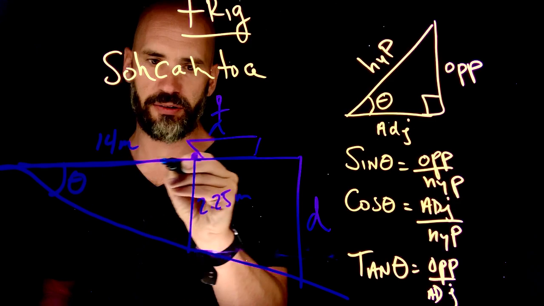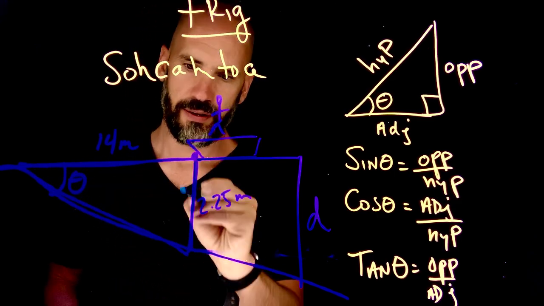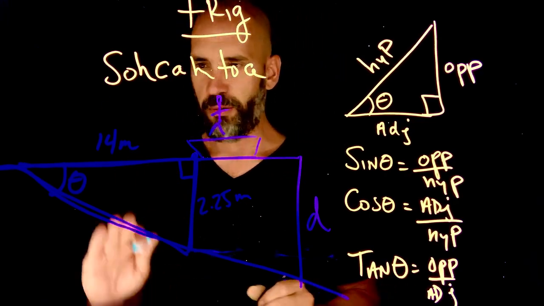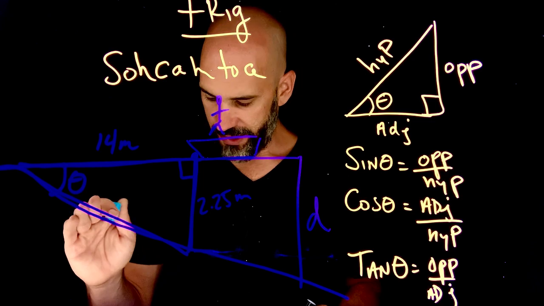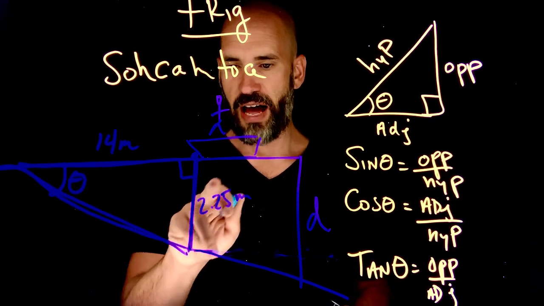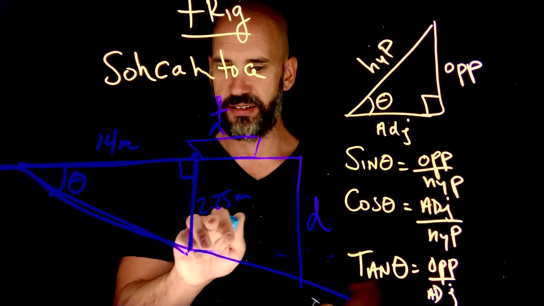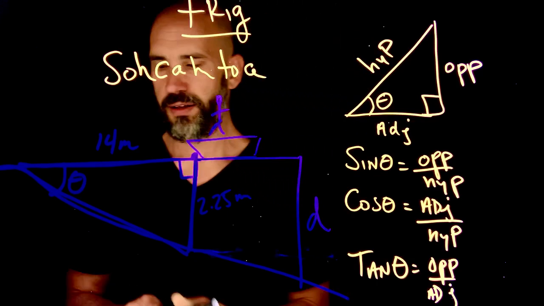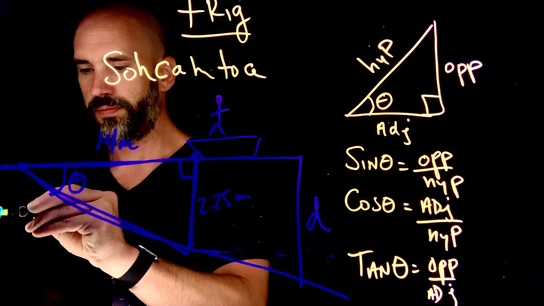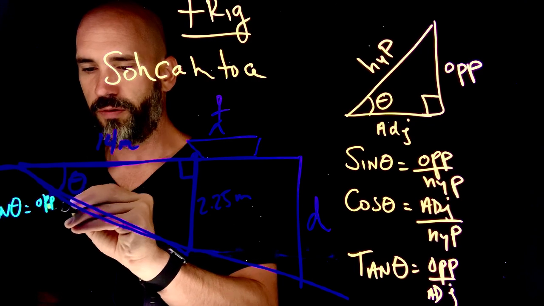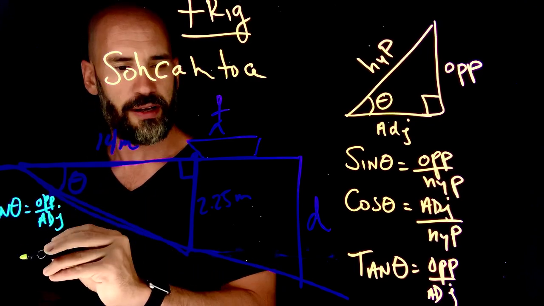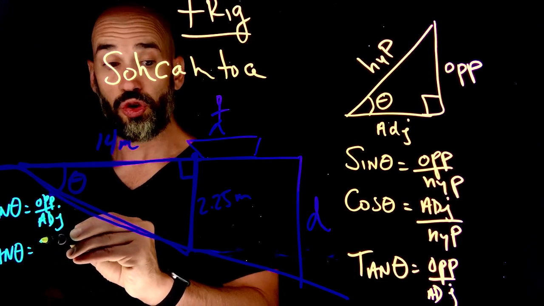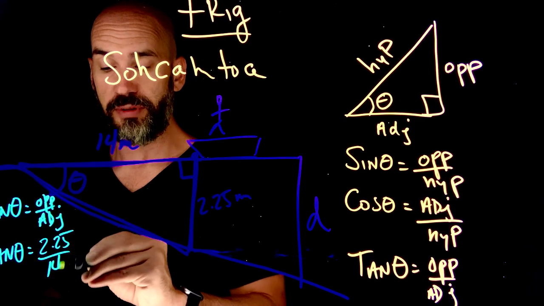So we have a right triangle here, right? I mean, within the limits of my terrible drawing, we have a right triangle here. So if I want to find this angle, then I'm simply going to use the tangent, opposite over adjacent, right? This is my hypotenuse, this is opposite, this is adjacent. So I know that tan theta is equal to opposite over adjacent, right? And in this case, tan theta is going to be 2.25 divided by 14 meters, right?